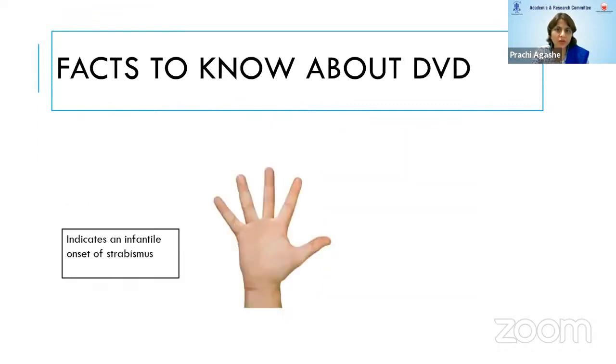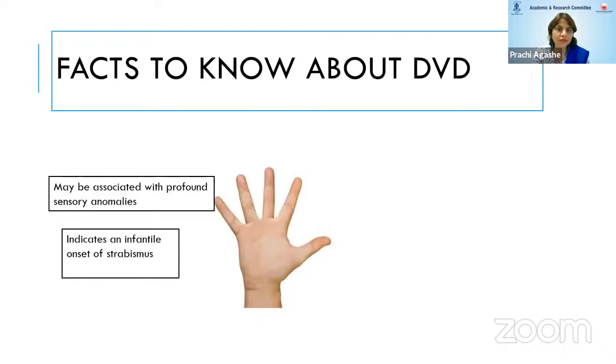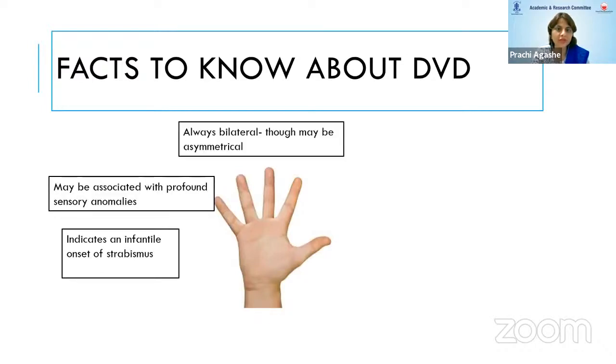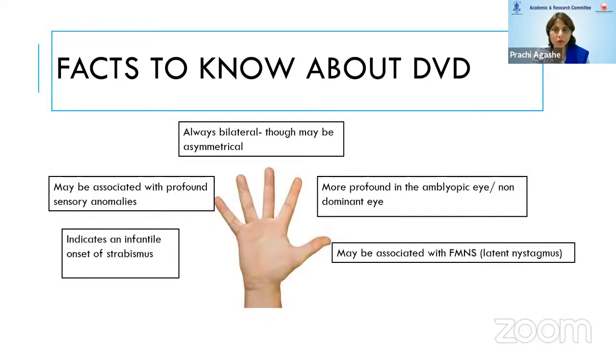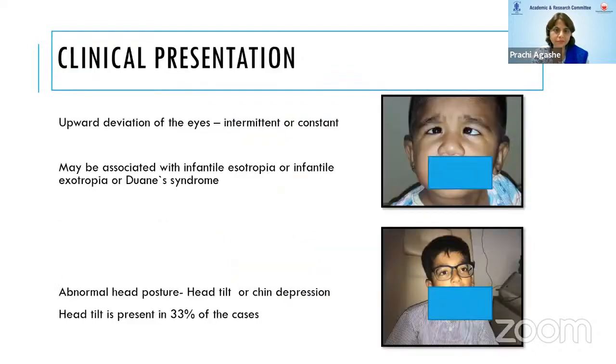5 facts to know about DVD. It indicates an infantile onset of strabismus. It may be associated with profound sensory anomalies. It is always bilateral, though it may be asymmetrical. It is more profound in the amblyopic or the non-dominant eye, and it may be associated with fusion maldevelopment nystagmus, previously called latent nystagmus.